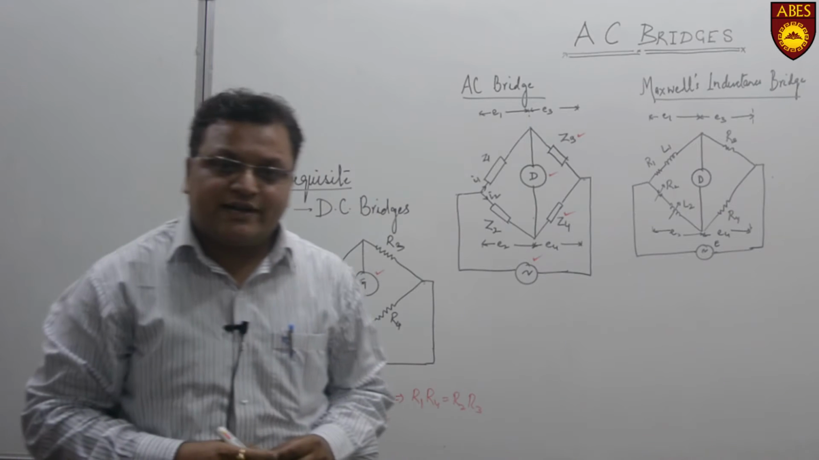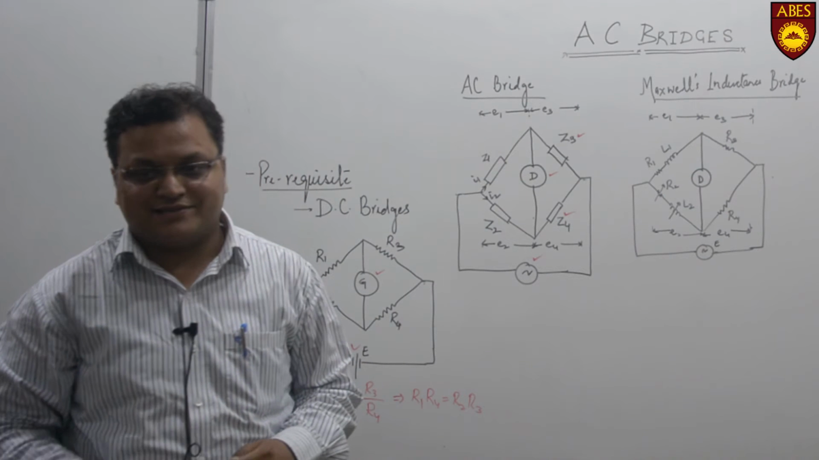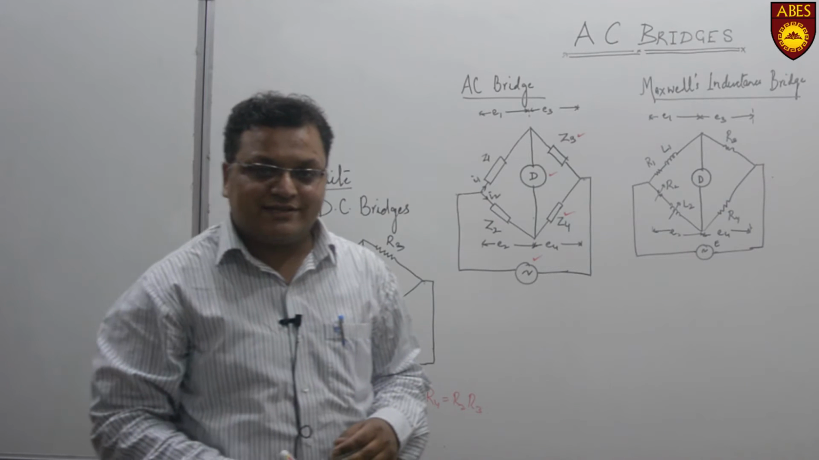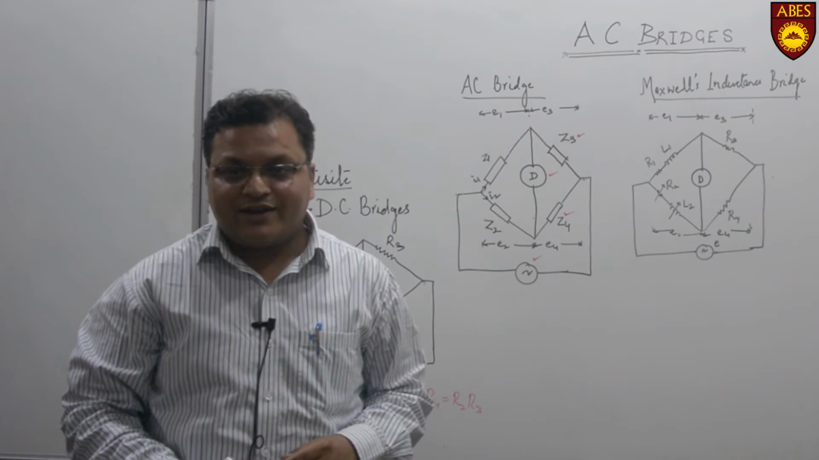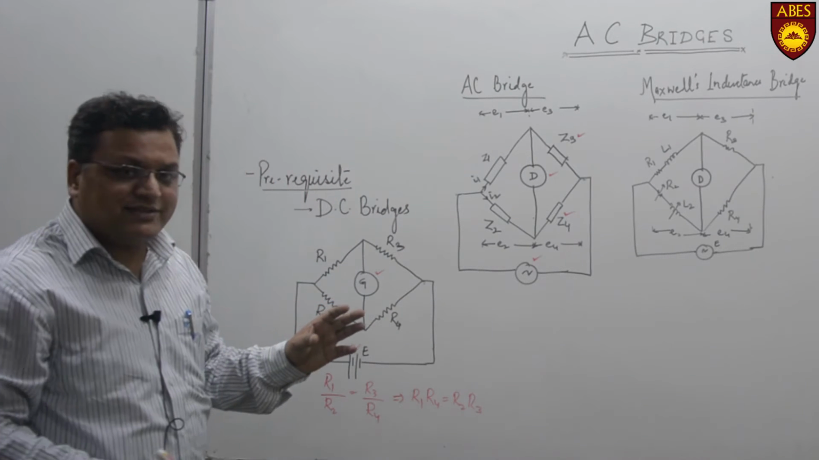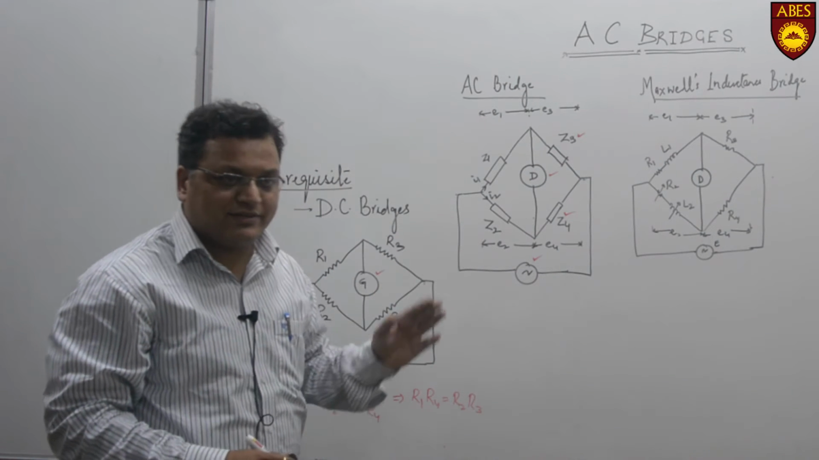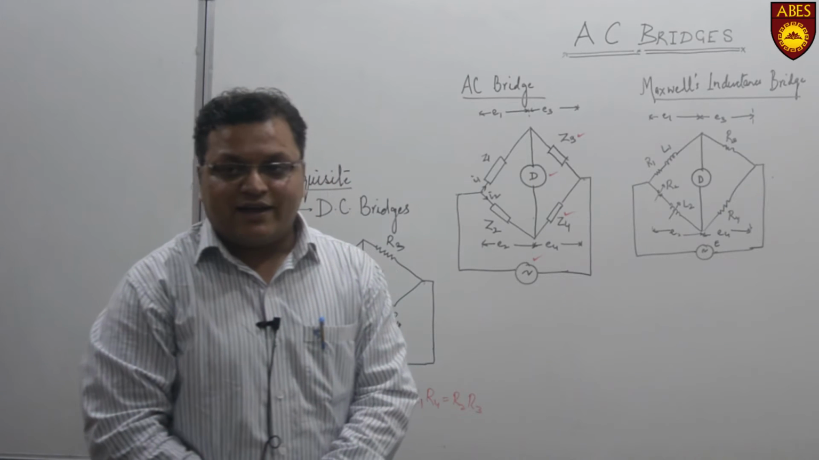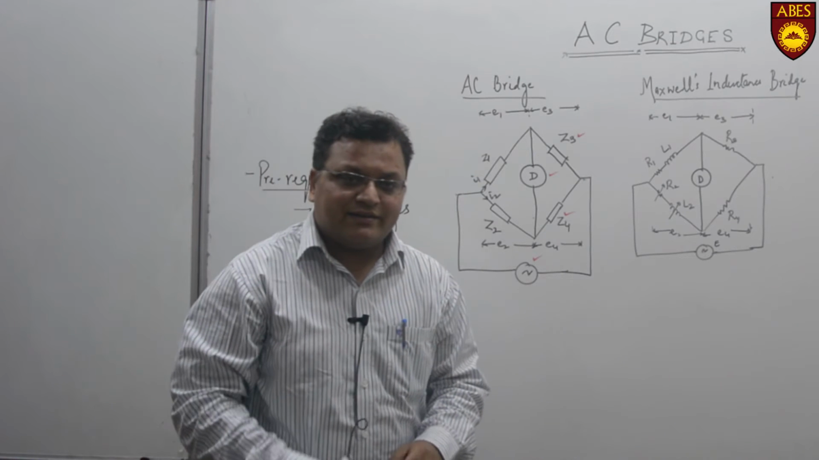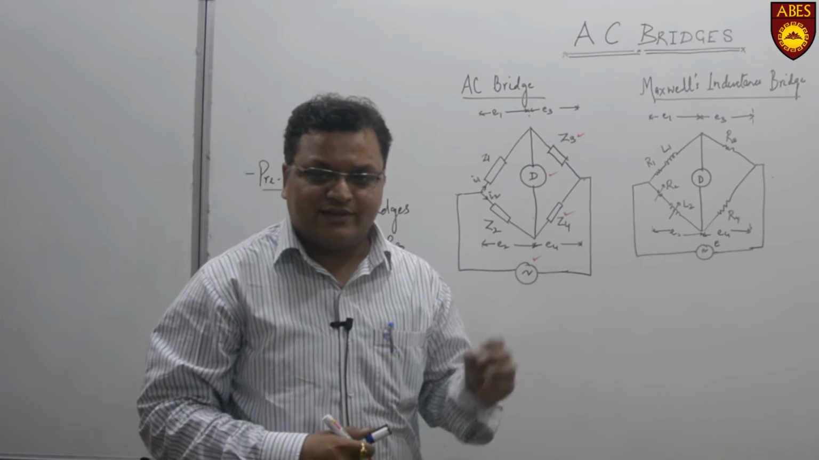Each of Z1, Z2, Z3 or Z4 may be a combination of inductance, capacitance or resistance. The purpose of this bridge is to measure the unknown inductance of any coil or an unknown capacitance in the circuit. The idea is very similar to that of DC bridges: the impedances are connected in a bridge circuit, and in between there is a detector. We cannot use a galvanometer in AC circuits, because otherwise the null point will not be stable.